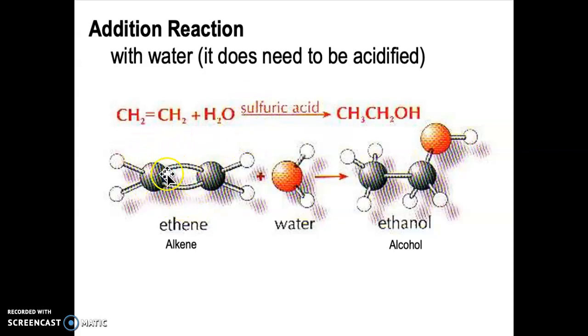So again, the double bond will break, and what will happen in this instance is one of the hydrogens from the water will add to one carbon, and the OH group, which we refer to as a hydroxyl group, adds to the other carbon. So your alkene has become an alcohol.